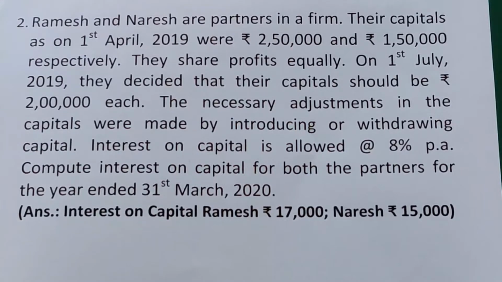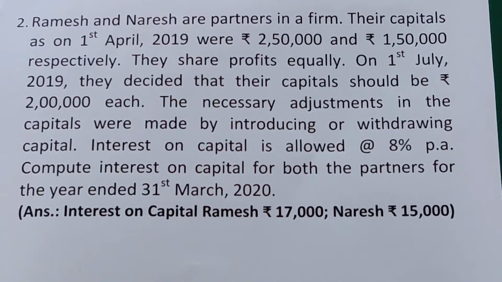Now second question. Ramesh and Naresh are partners in a firm. Their capitals as on 1st April 2019 were 2,50,000 rupees and 1,50,000 rupees respectively. They share profits equally. On 1st July 2019, they decided that their capitals should be 2 lakh rupees each. The necessary adjustments in the capitals were made by introducing or withdrawing capital. Interest on capital is allowed at 8% per annum. Compute interest on capital for both the partners for the year ended 31st March 2020.